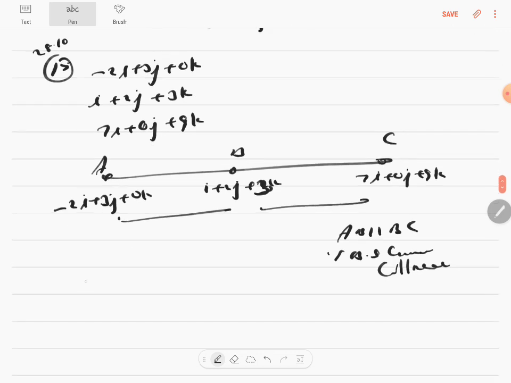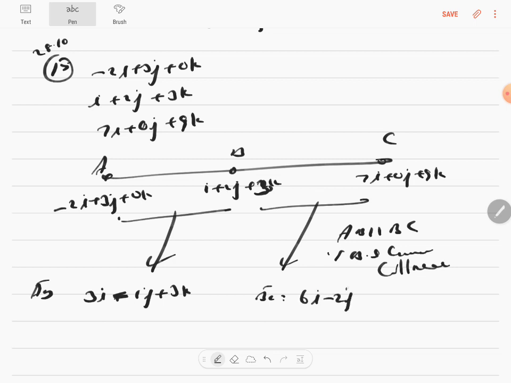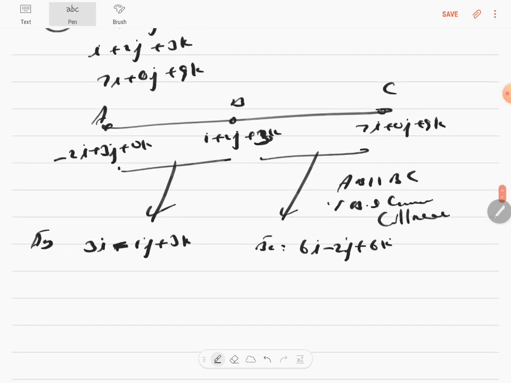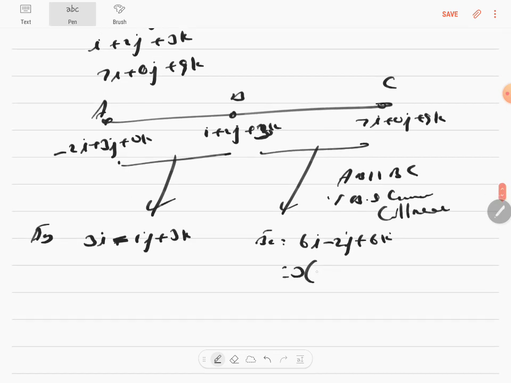Okay, so then find AB vector, which is x2 minus x1 into i, which is 1 plus 2 is 3i. 2 minus 3 is minus 1j. 3 minus 0 is 3k. You got this vector, AB vector. Now find what is BC vector. It's x2 minus x1, so 6i minus 2j plus 6k. And you can take a 3 out, or a 2 out, sorry, 3i minus j plus 3k shows that the lambda is 2. AB is 2 times BC, AB is lambda times BC.